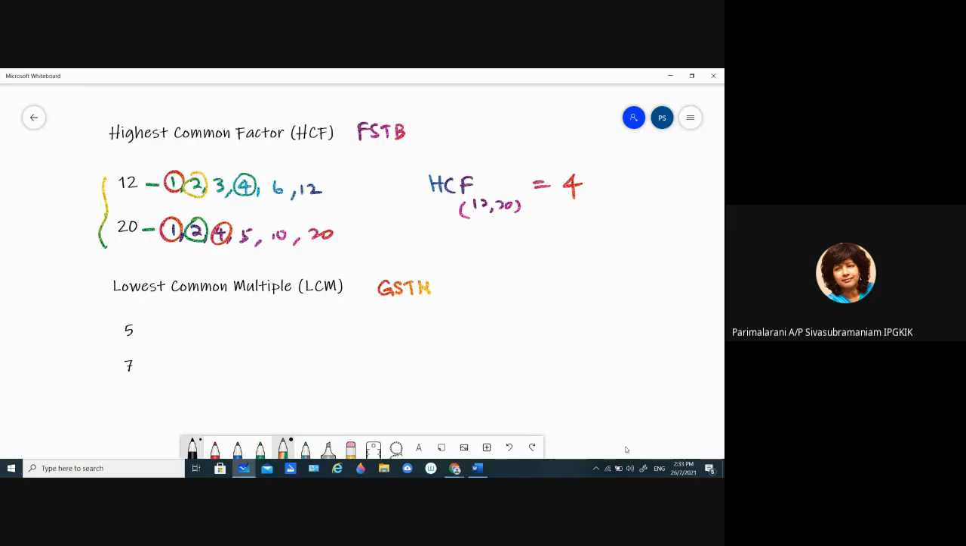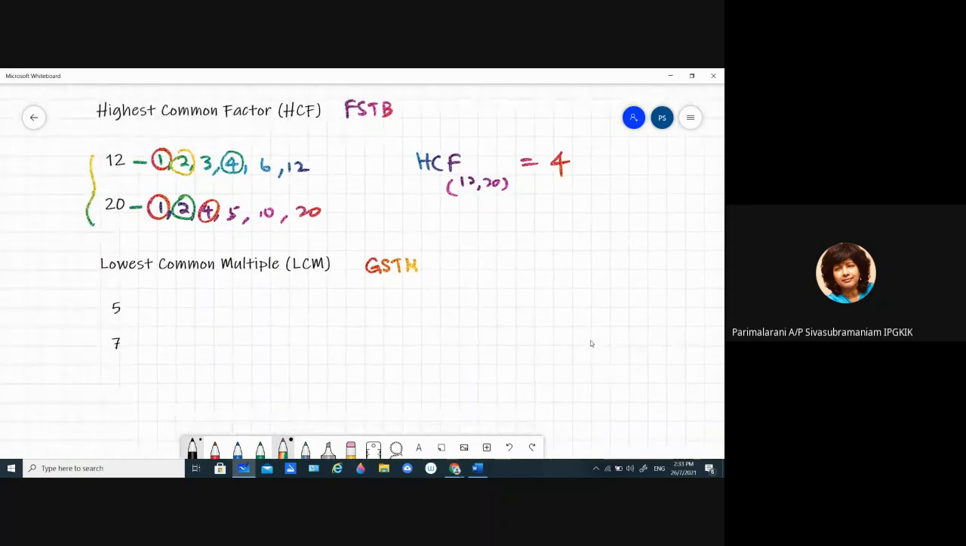Okay, so this is how we normally find the highest common factor. But because these two numbers are small, it is fine. If these two numbers are large numbers, then it will be very difficult for us to list down all the factors. It will take a lot of time. So maybe there's another way to find the highest common factor.